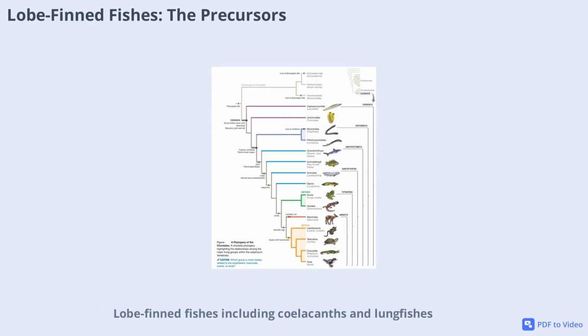Lobe-finned fishes, including coelacanths and lungfishes, are crucial to understanding the origin of tetrapods. These fishes possessed robust fins with bones that would eventually give rise to the limbs of land vertebrates. Their unique anatomy allowed them to navigate shallow waters and, over time, adapt to life on land. The evolutionary innovations seen in these fishes set the foundation for the emergence of amphibians and other tetrapods.